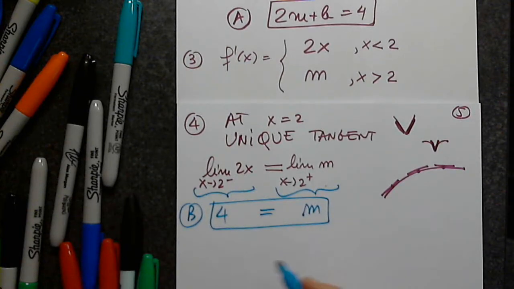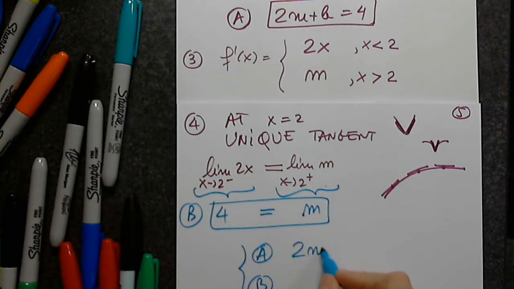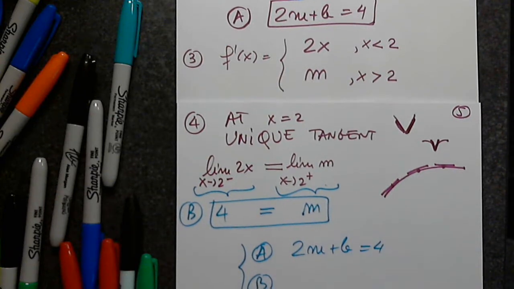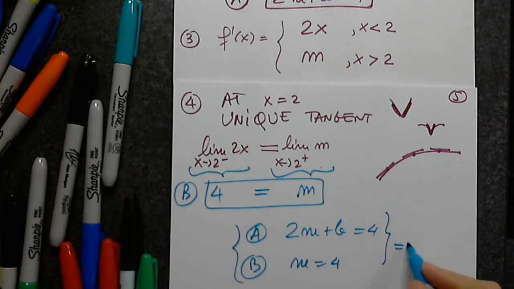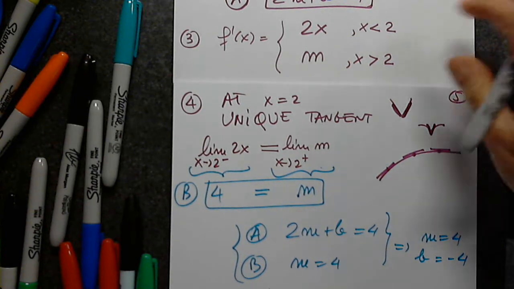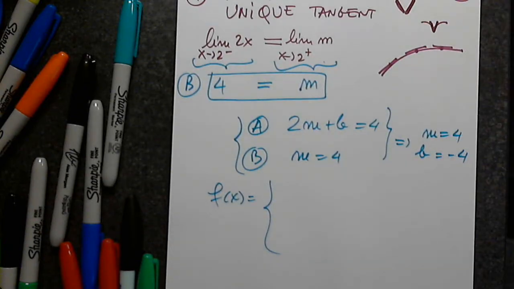Now I put A and B together and create a system. A was 2m plus b equals 4. And the second one was m equals 4. So therefore, from here, I have already that m equals 4 and b must equal negative 8. No, negative 4. So now, can anyone give us the function that is differentiable everywhere?